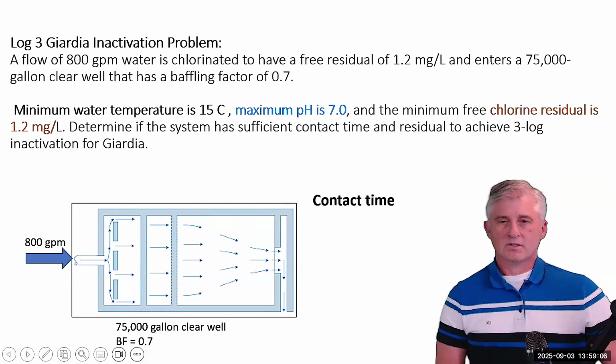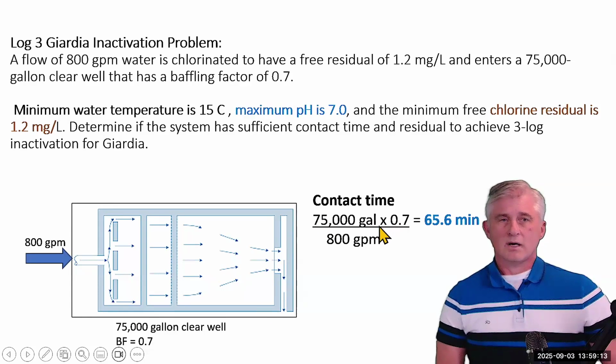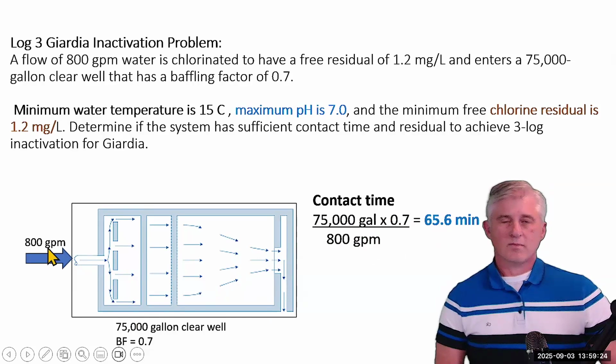All right. So our contact time, we've got 75,000 gallons. That's the capacity of our clear well. Under the volume, we have a baffling factor of 0.7, and we have a flow of 800 gallons per minute. So that tells us that our contact time for our water through this clear well is 65.6 minutes.